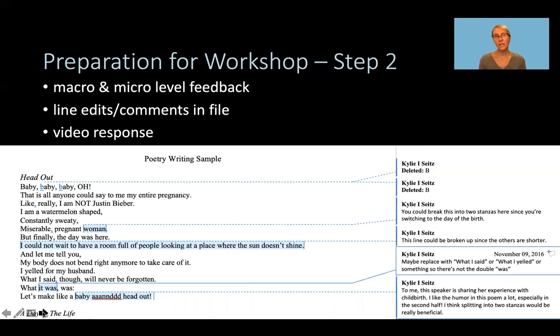We have different kinds of feedback. We have macro level and micro level feedback. And just like the name suggests, macro level feedback is addressing the bigger issues, content issues, maybe the shape and the form of the poem. And micro level would be the little things, word choices, grammar choices.